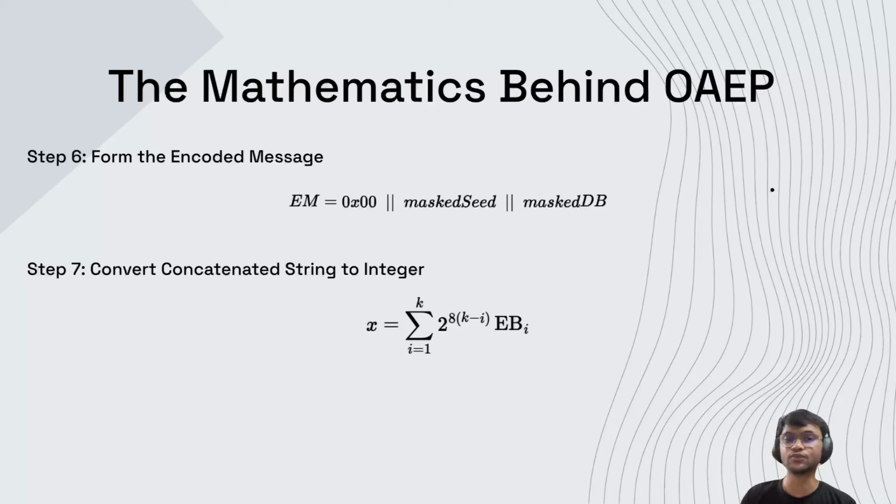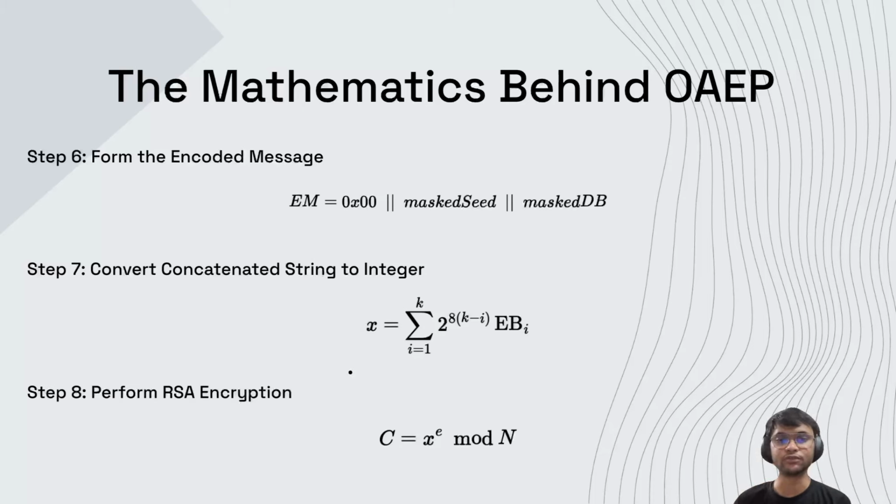We need to convert this to an integer primitive. And for that, we'll use our OS2IP formula. Once we have that integer, we can simply use the RSA encryption mechanisms and compute x raised to e mod n. This is how OAEP works.